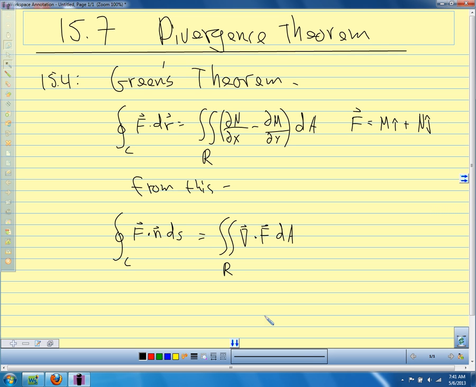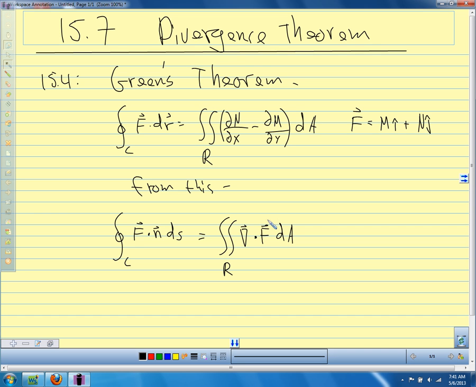We went through a long derivation, and at the end we said all of that work was for this. Remember that? I can't remember. It was a while back. So we're saying that the line integral around the boundary of the normal component of F is a double integral of the divergence of F over the region bounded by the curve.